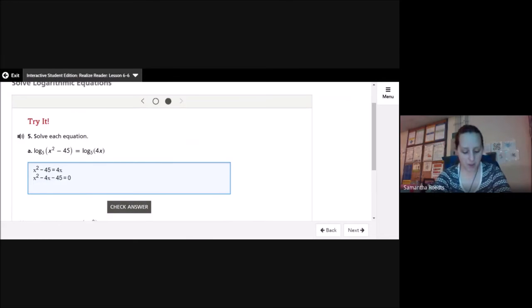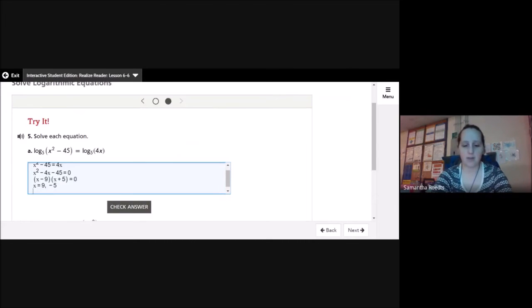Now, I'm going to see if I can factor. 9 and 5 would give me 45 and 4. So x minus 9 and then x plus 5, equals 0. You can, of course, double check x minus 9 times x plus 5 and make sure that it does work. Negative 9 times 5 gives me negative 45. Negative 9 plus 5 would give me negative 4. Okay. So then my answers are x equals 9 or x equals negative 5.